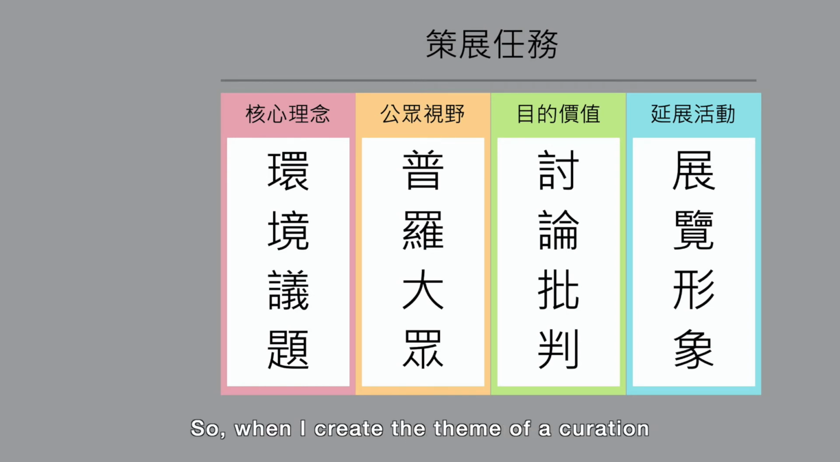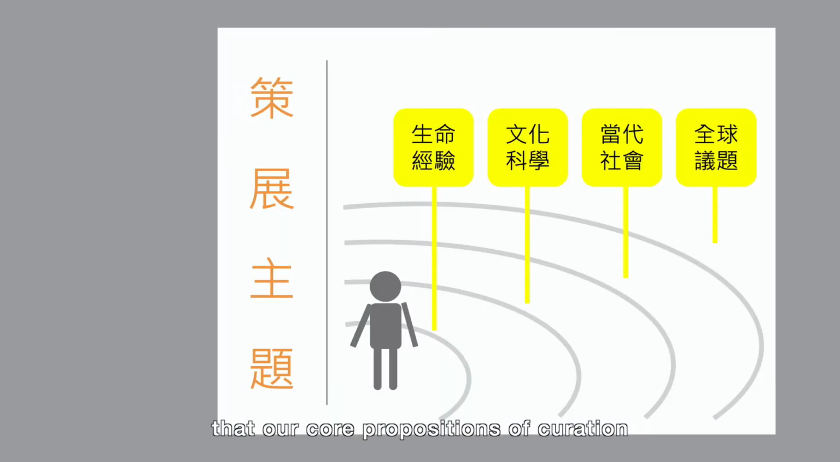So, when I create the theme of a curation, I try to think of how I am defining myself. Here, I wish to particularly emphasize that our core propositions of curation actually can't be divided between good and bad. Some think that global issues are better than life experiences. Actually, it's not that way. It's actually centered on you. When you are in a certain field, you will think that it is the most comfortable area for you. And you will think that you most want to find a focal point to speak out for this issue. That's why you would discuss this from that perspective.